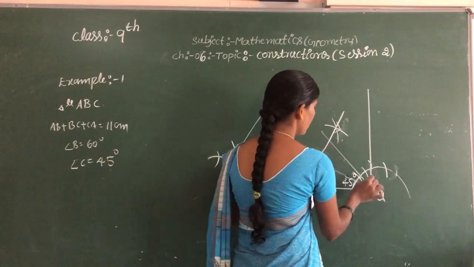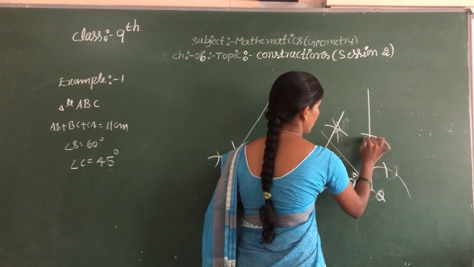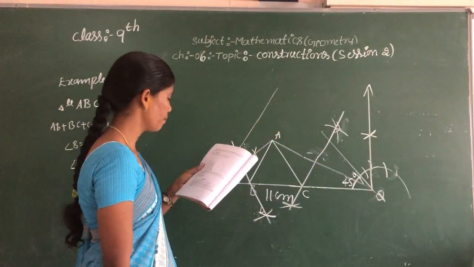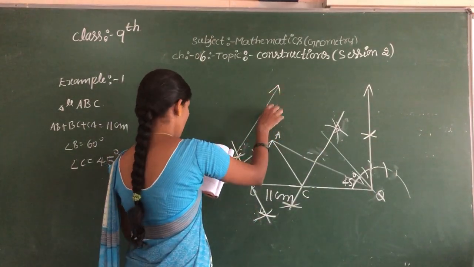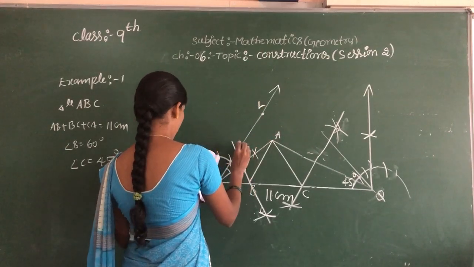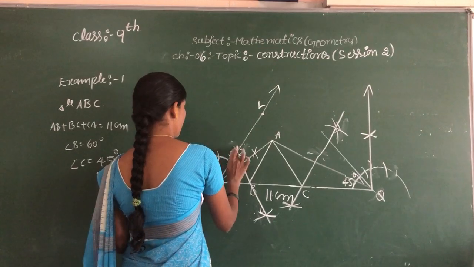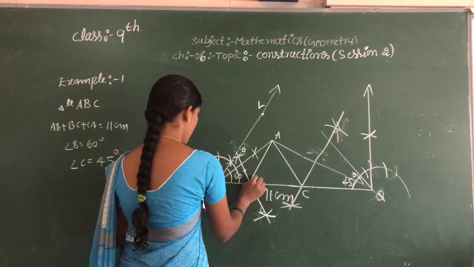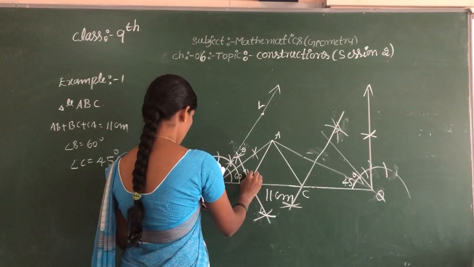Okay? Here cut one arc, here cut one arc. Okay, children, give that name. This is for L. This is for D. This is for B, and this is for E.